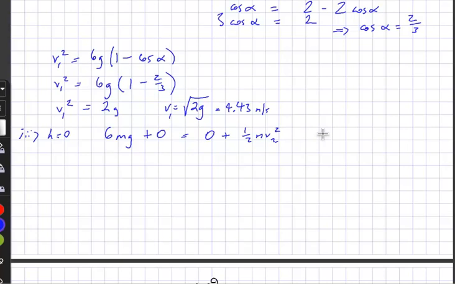So if I double everything, and divide by m, and do the square root, what is the square root of 12g? We end up with the square root of 12g is equal to my v. Now, very quickly, I could tidy up that surd, so it's 2 root 3g, but that's equal to 10.84, correct to 2 decimal places.